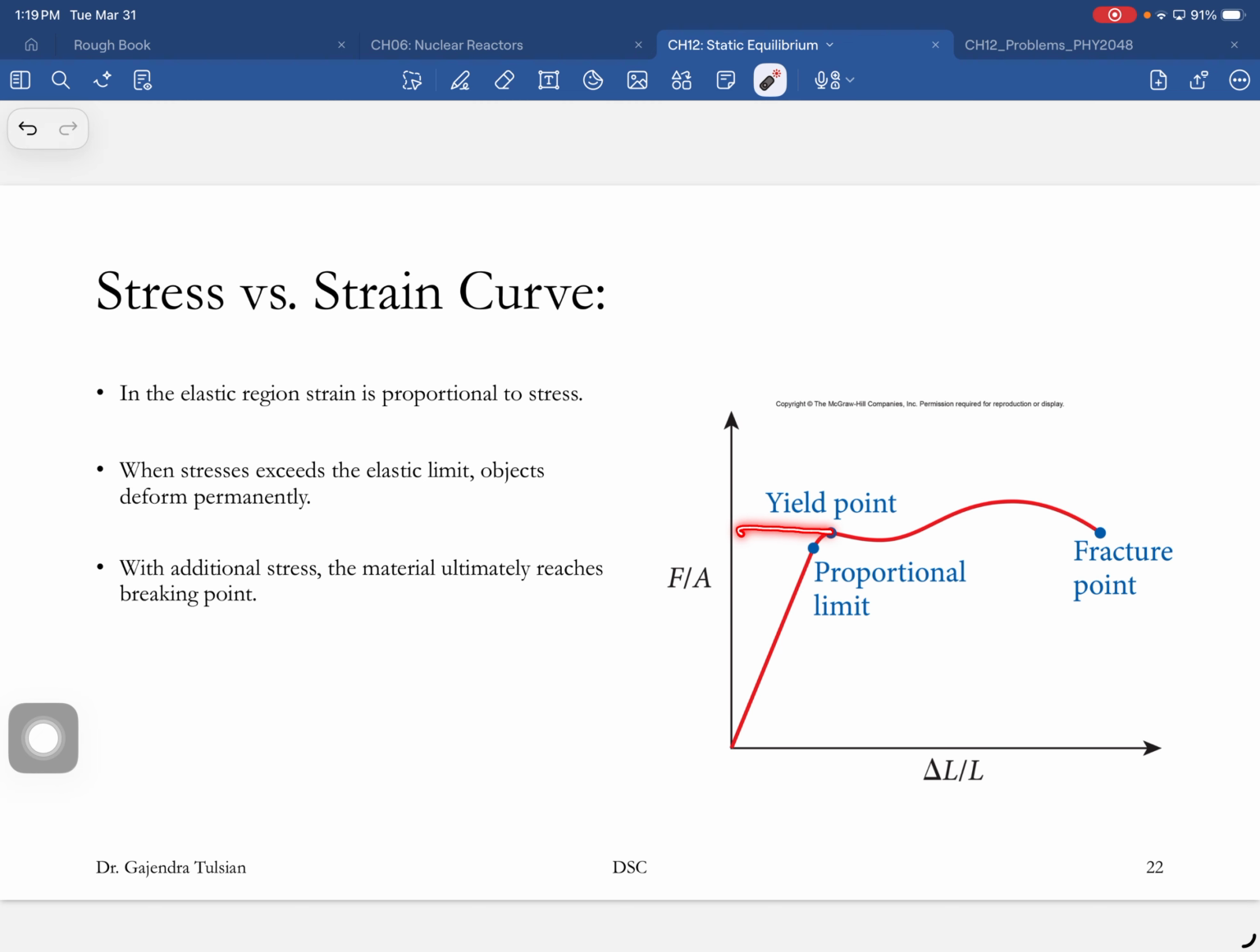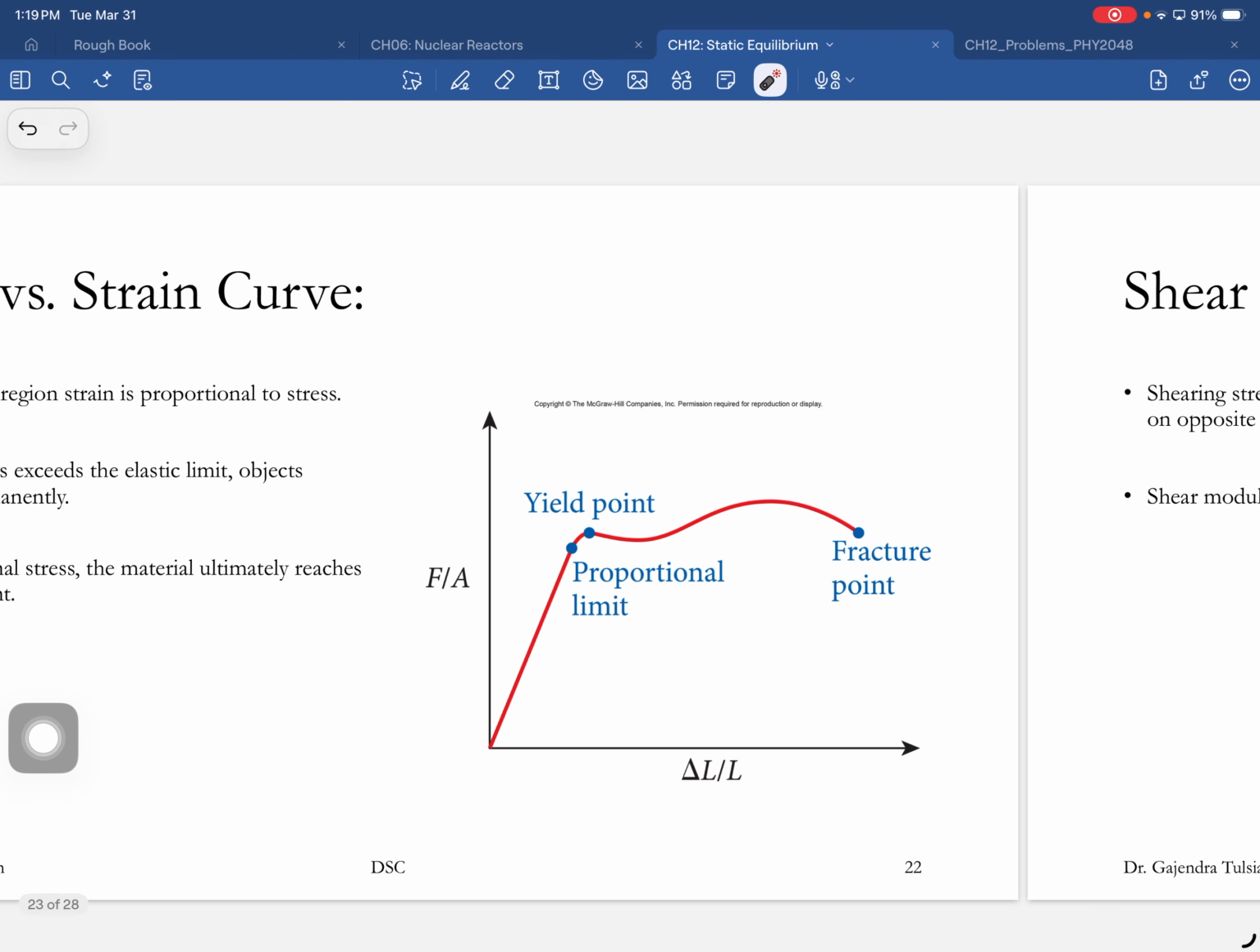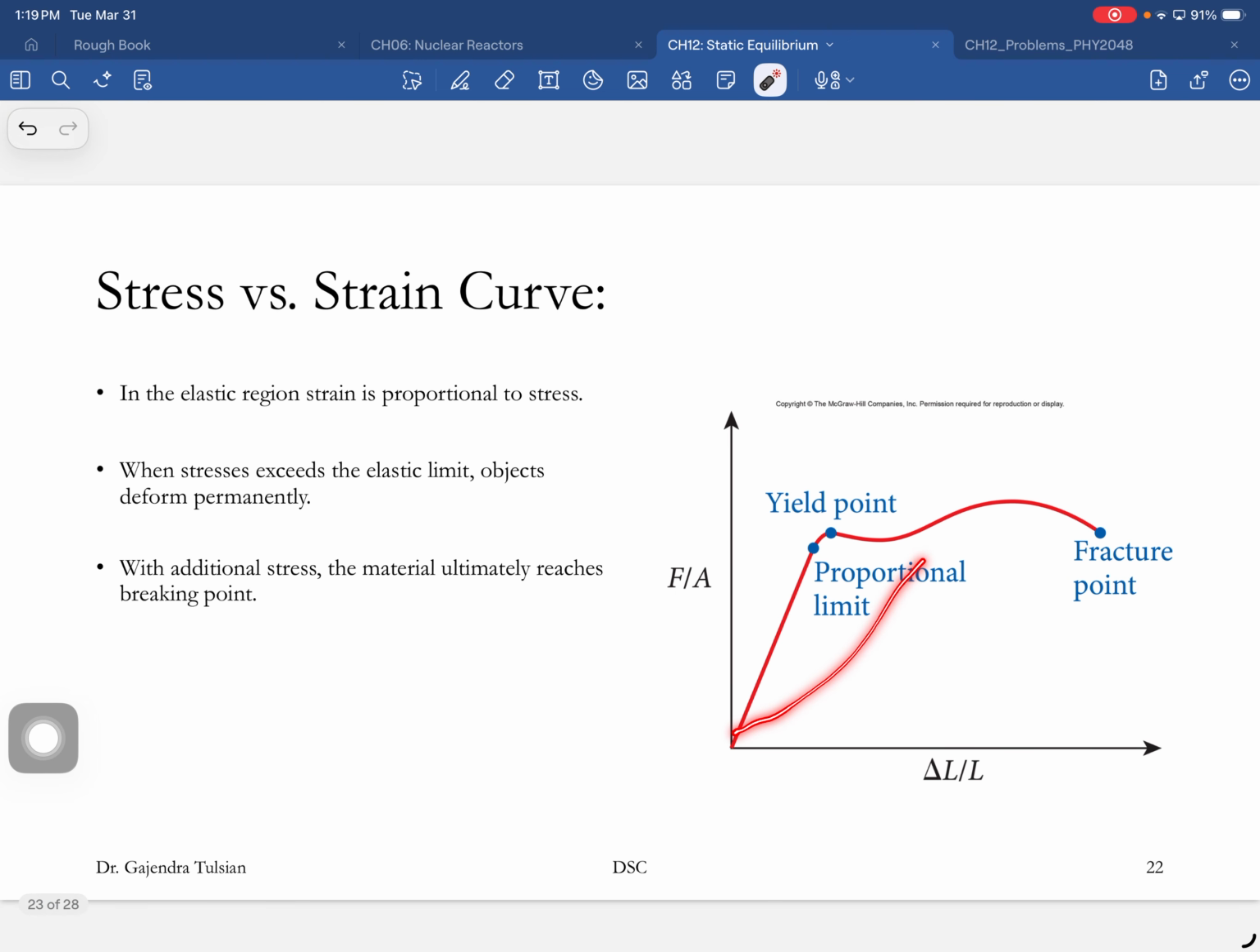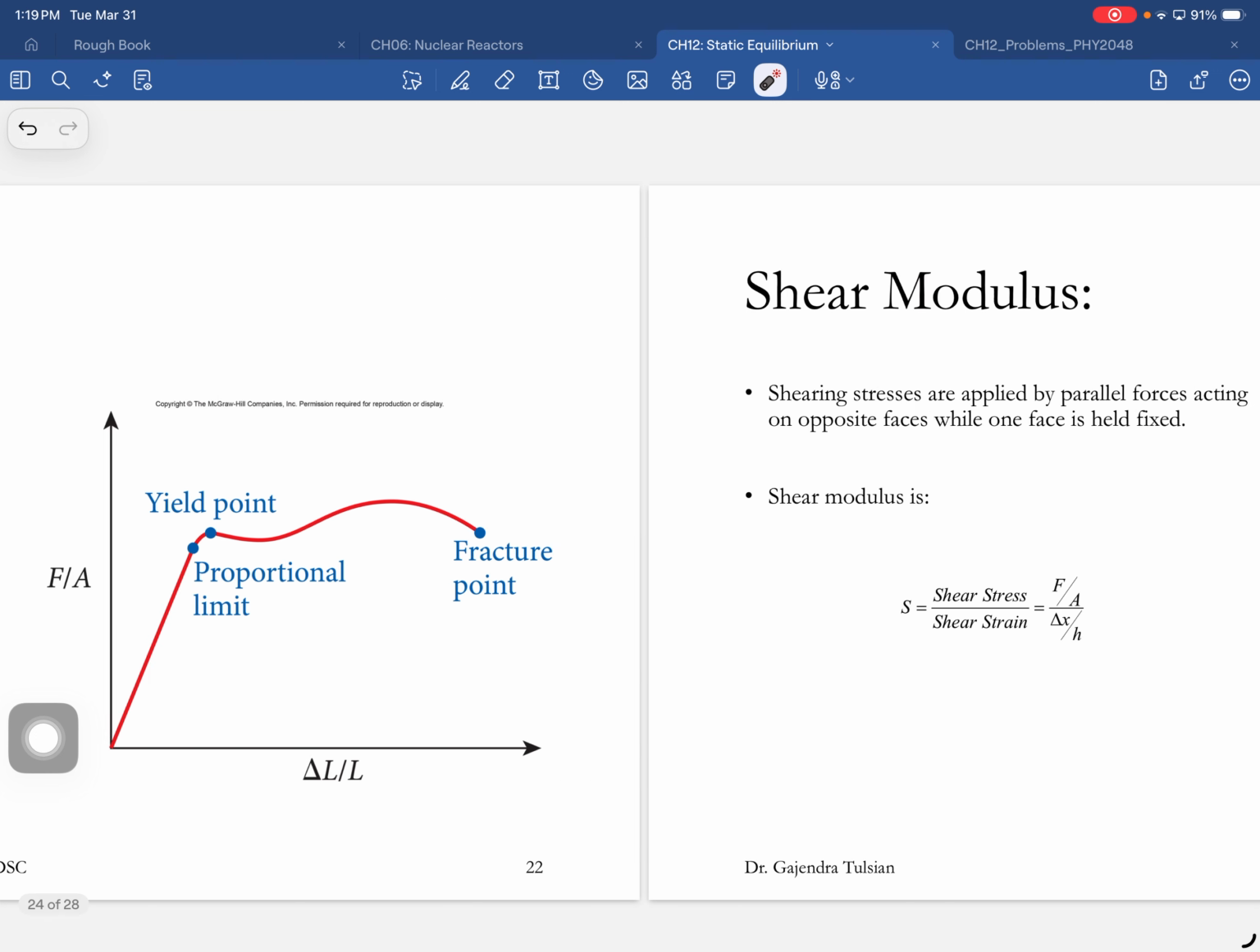This is the yield point. Beyond that point, it's permanently deformed. And then it's a nonlinear behavior. This is the fracture point, it breaks. These kinds of graphs are useful because this is where you want to live on your structures.